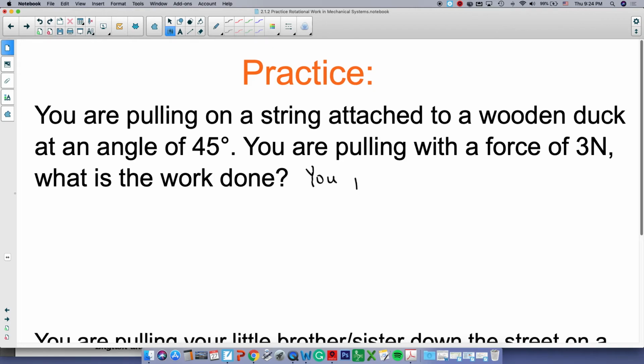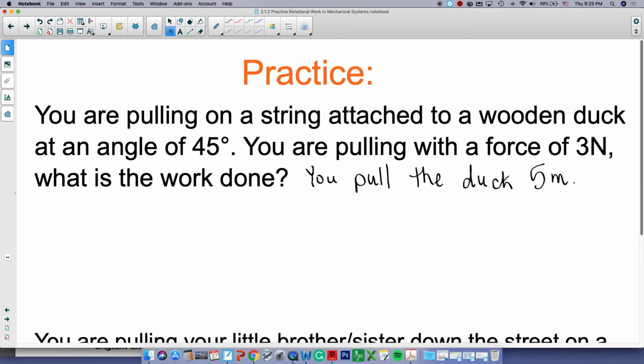Okay, so let's say you pull the duck 5 meters. Now you have enough information to do that one. So pause the video for a minute or two, work through that one, and then I'll give you the answer.